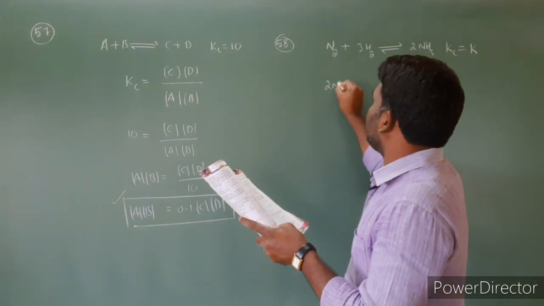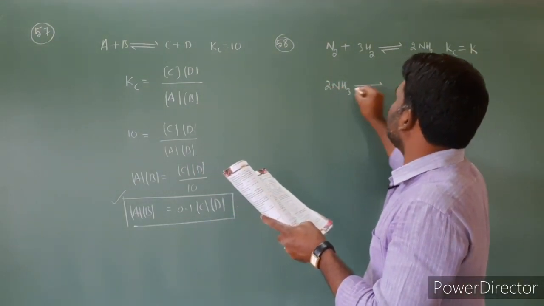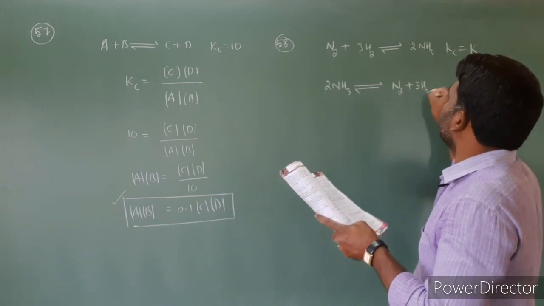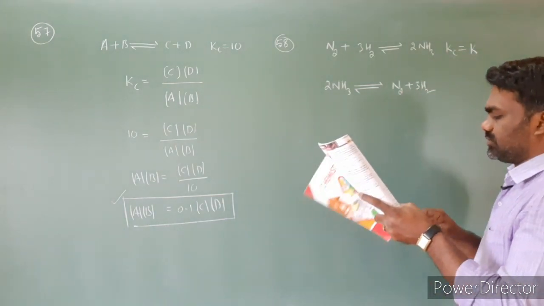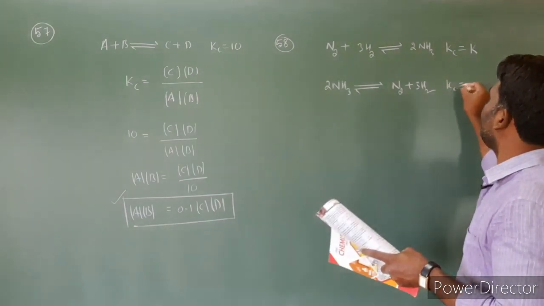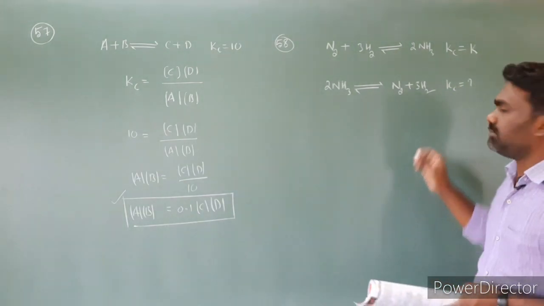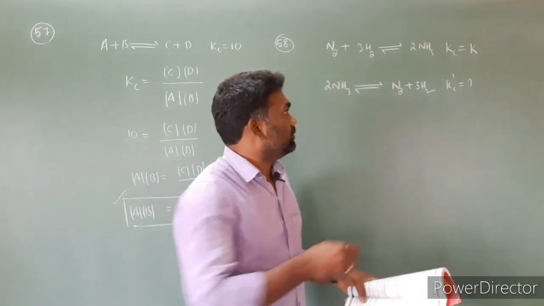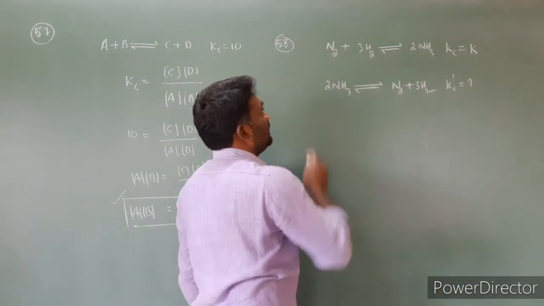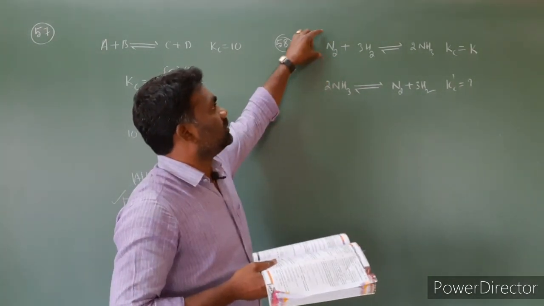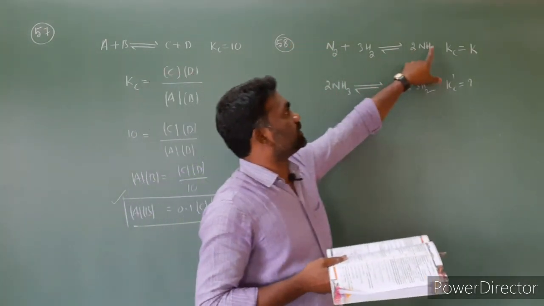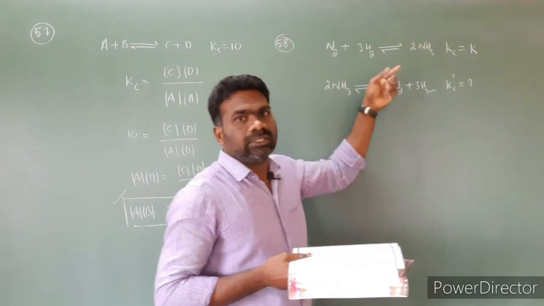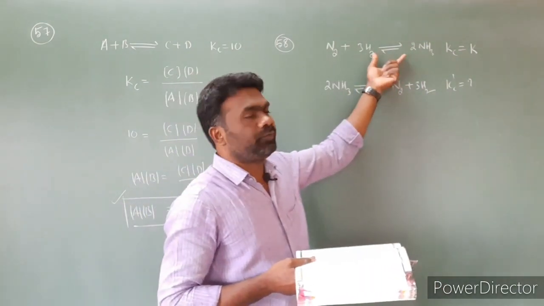Then the value of Kc for the reaction 2NH3 gives rise to N2 plus 3H2, that is what we have to find out. To differentiate it, I am taking it as Kc dash. Kc is equal to K. Kc dash is what we have to find out. Look at the two equations. The first equation is N2 plus 3H2 gives rise to 2NH3. If you reverse the first equation, you will get the second equation. The second equation is a reverse of the first equation.